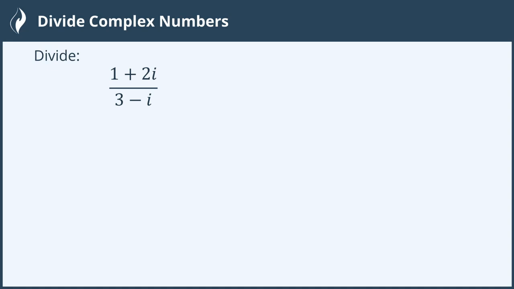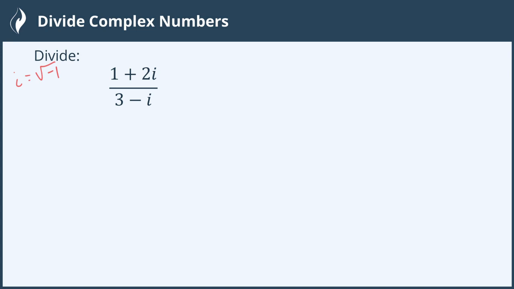Okay, the rule is you can't have a square root in your denominator. And if you remember, i equals the square root of -1. Technically we have a square root down there, so we've got to get rid of it.